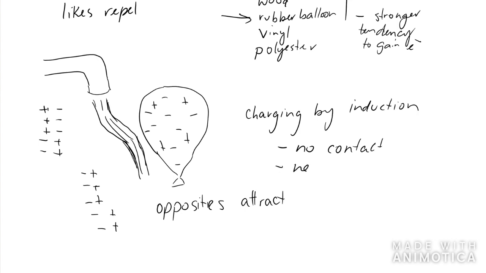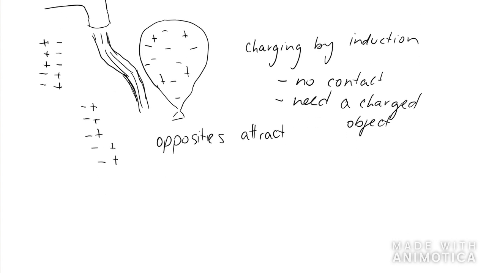And you need a charged object to do it. Whereas with charging by friction, both materials can be uncharged, but as soon as you rub them together, it becomes a charged object. This is also how, when you rub a balloon on your head and stick it on a wall, it sticks. It's because that charged balloon is making the wall pretend as if it is charged, even though it's neutral.